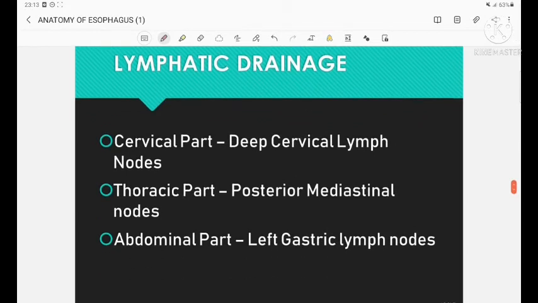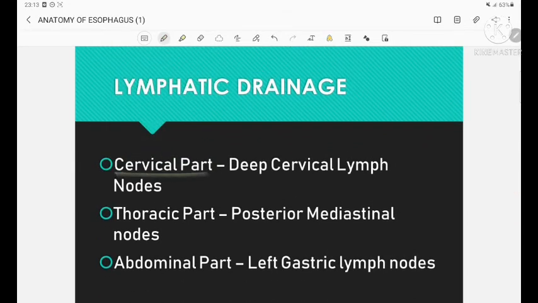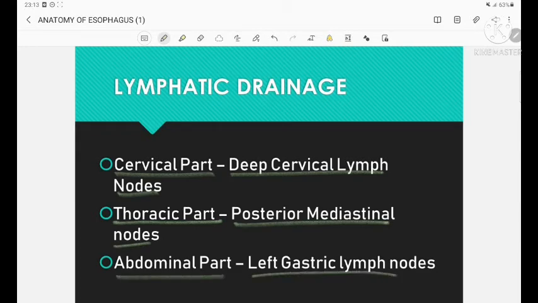Coming to the lymphatic drainage. Lymphatic drainage from the cervical part is by the deep cervical lymph nodes, thoracic part into the posterior mediastinal lymph nodes, and the abdominal part into the left gastric lymph nodes.